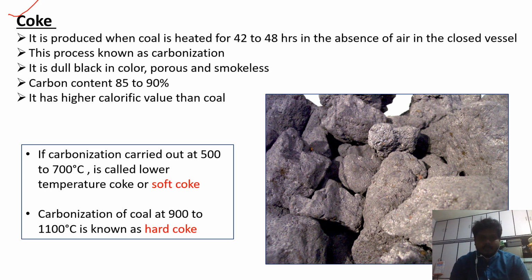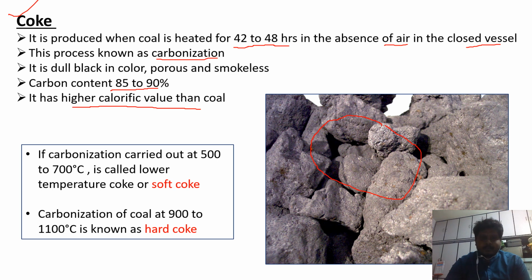The other type of solid fuel is coke. This is produced when coal is heated for 42 to 48 hours in the absence of air in a closed vessel. This process is known as carbonization. As you can see in this figure, the coke color is dull black and it is smokeless. The carbon content is 85 to 90% and it has higher calorific value than the coal.